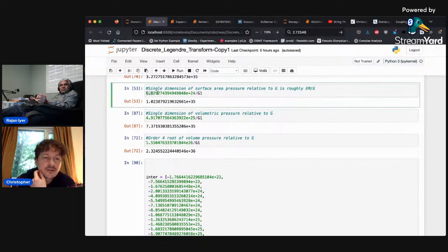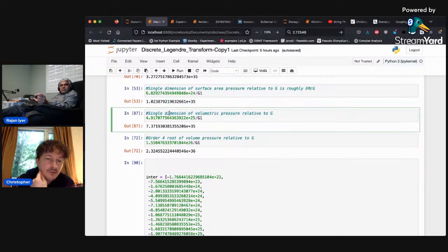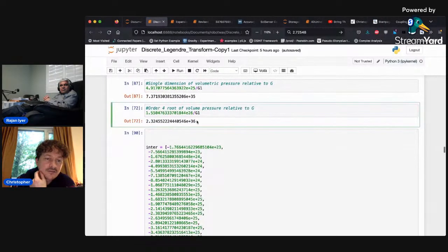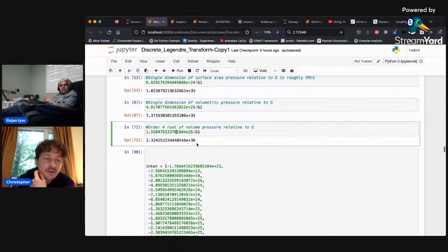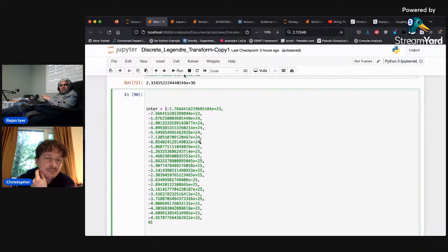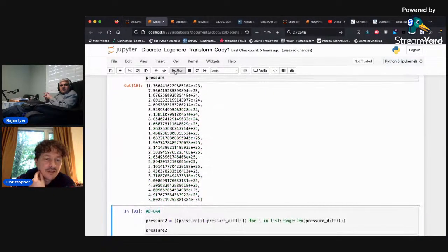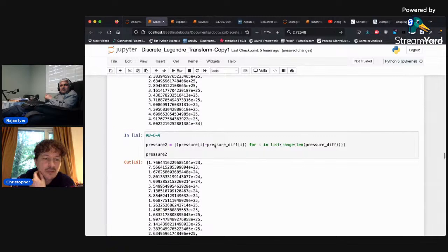So the whole point of this is to try and understand electromagnetism and gravity from the perspective of the forces acting on the hypersphere as a whole. And we seem to get strengths, so for a single dimension of the volumetric pressure relative to g, we get 7 times the amount. For order 4 root volume pressure relative to g, we get 2.32 e to the 36. So it seems good. It seems using these new values is maybe better than what we had before, but it's difficult to know.